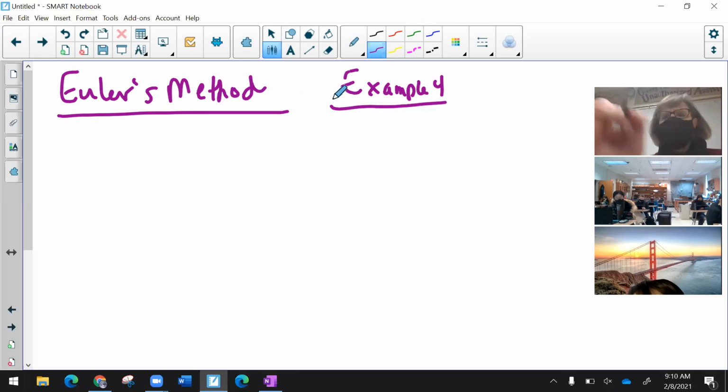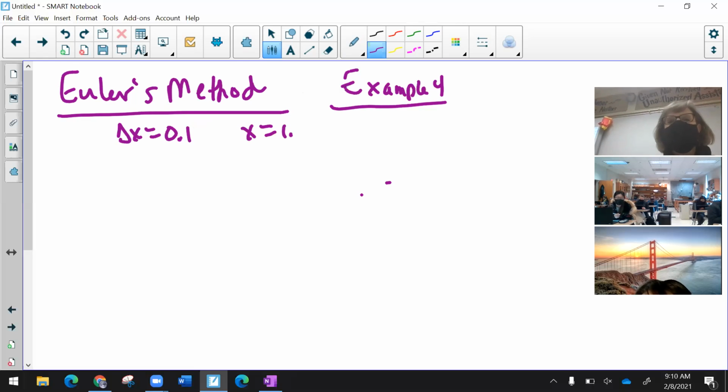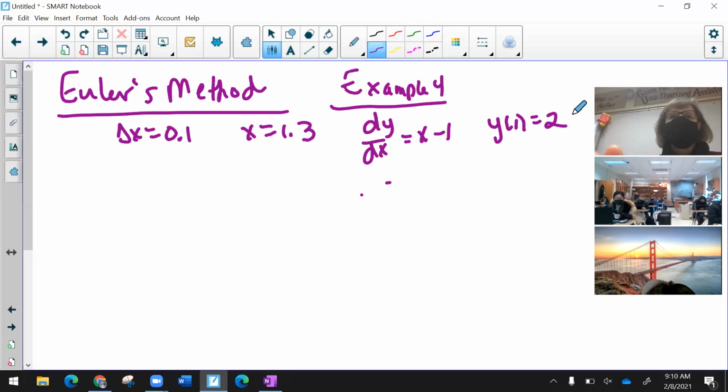Example 4. Okay. Example 4 says use Euler's method with increments of delta x is 0.1 to approximate the value of y when x is equal to 1.3. And our differential equation is dy dx is equal to x minus 1. And we know that y of 1 is equal to 2. So once again, a table is a delightful way to organize yourself.